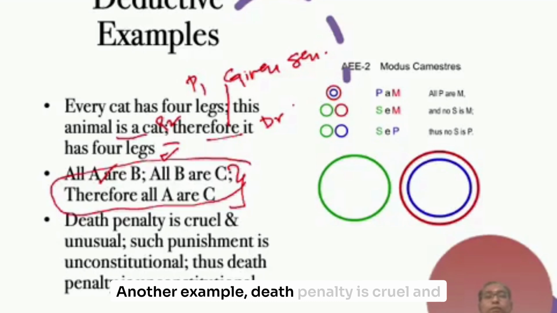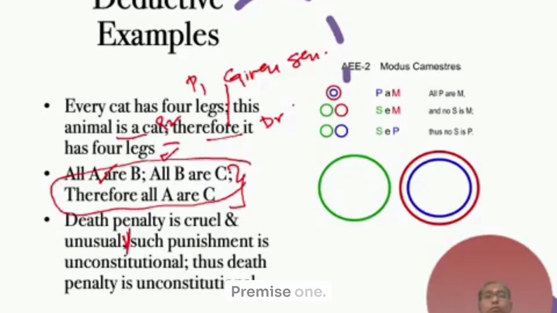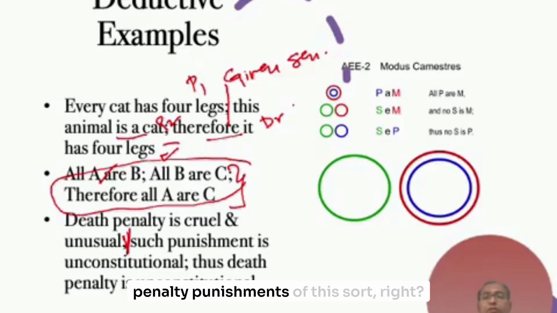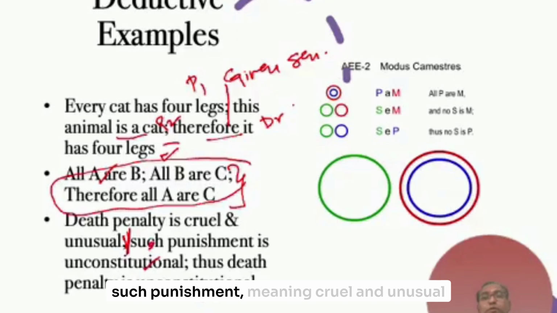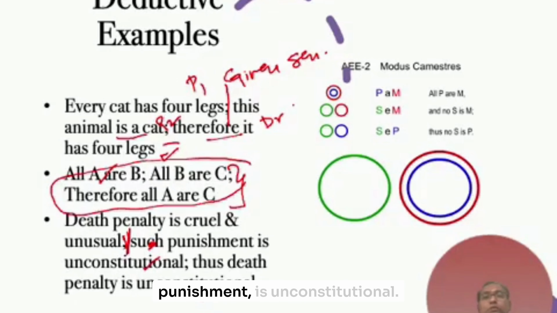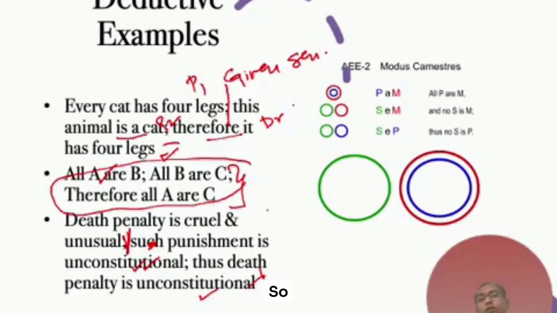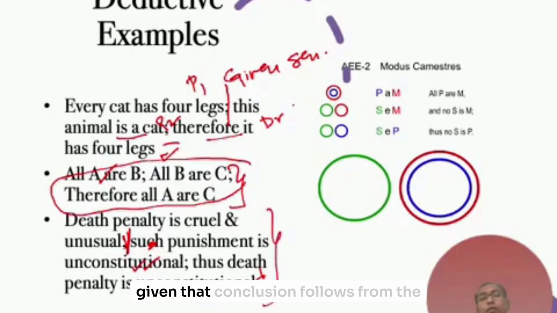Another example: the death penalty is cruel and unusual. Premise one: the death penalty is cruel and unusual punishment. Premise two: such punishment is unconstitutional. Therefore, the death penalty is unconstitutional. So the death penalty is cruel and unusual, and such punishment, meaning cruel and unusual punishment, is unconstitutional. Thus, the death penalty is unconstitutional. Given that the conclusion follows from the premises, you say that's valid.